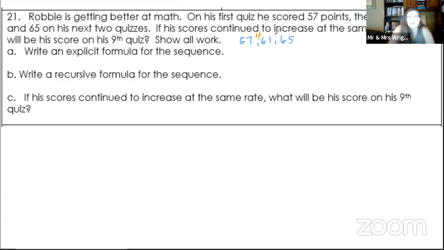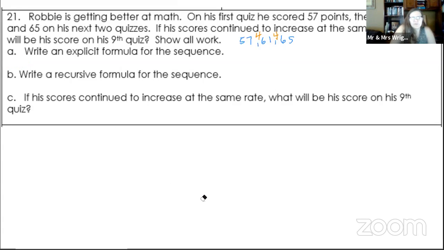Again, I encourage the use of calculator for all answers on your test, even if it seems very simple to you. All right, so we're supposed to write an explicit formula. And remember, our explicit formula, f of 1, is f of n.